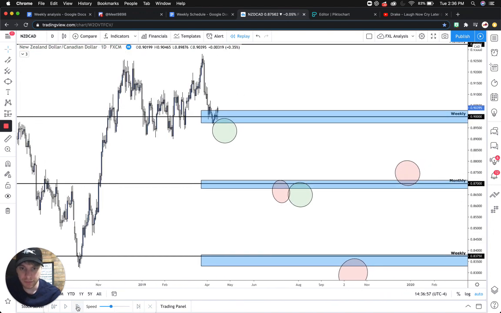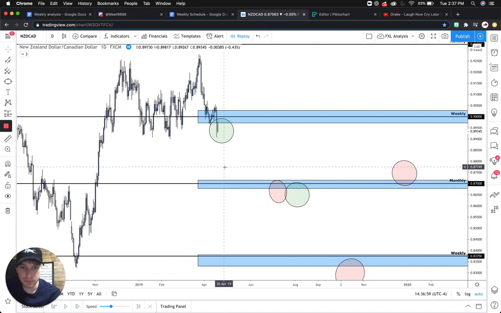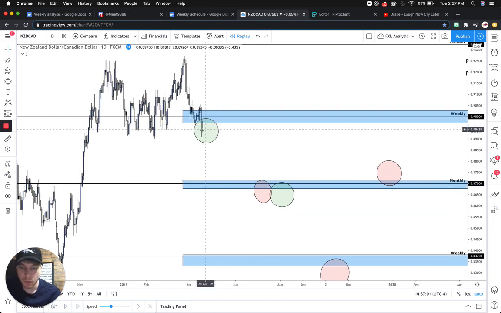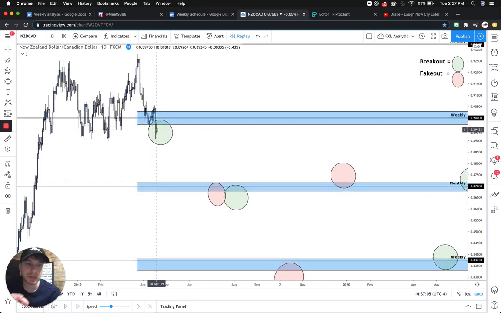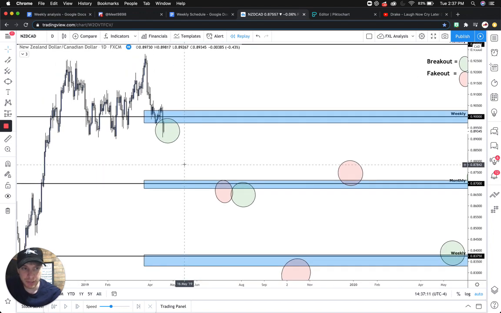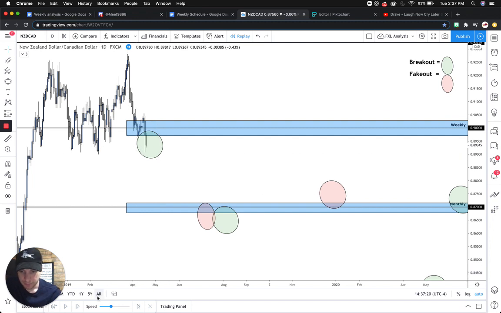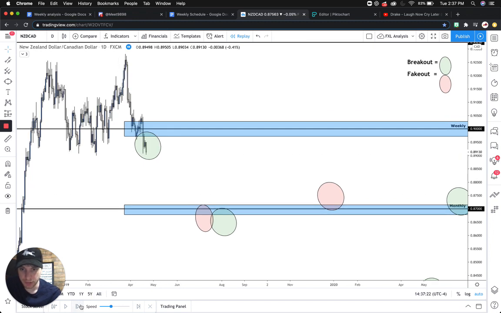Playing it forward, right? We see a break of this weekly zone. Some people would enter on the initial break. This is how you could potentially get caught in a fakeout, if you buy too early, if you're just entering on volume and you don't know if this break has any significance, if this is going to hold or not. So what we want to do is wait for a lower high below this zone, and then that is a confirmed breakout. Okay, let's keep playing it forward.